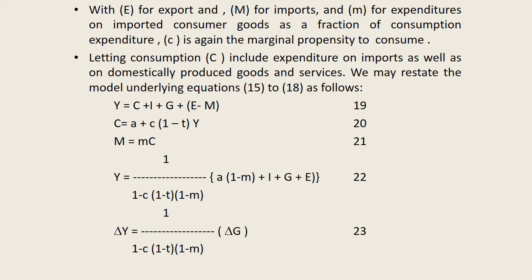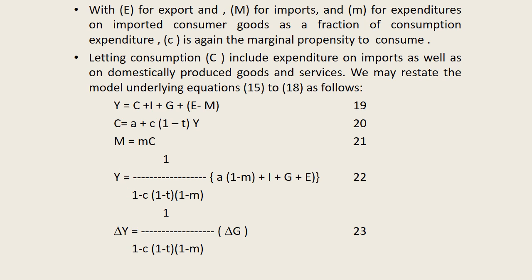Equation 21 refers to M, which is imports، والimports هنا بتمثل MC, expenditure on imported consumer goods, and C total consumption. يعني M يا جماعة نسبة من التوتال consumption. هنعمل عملية تعويض ونحصل على الدخل.